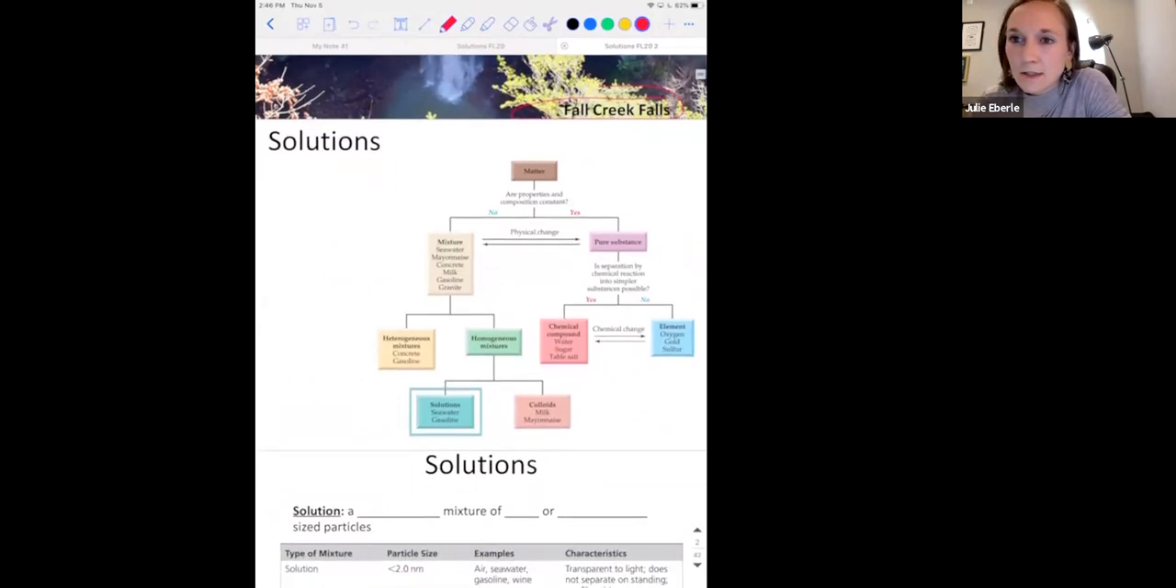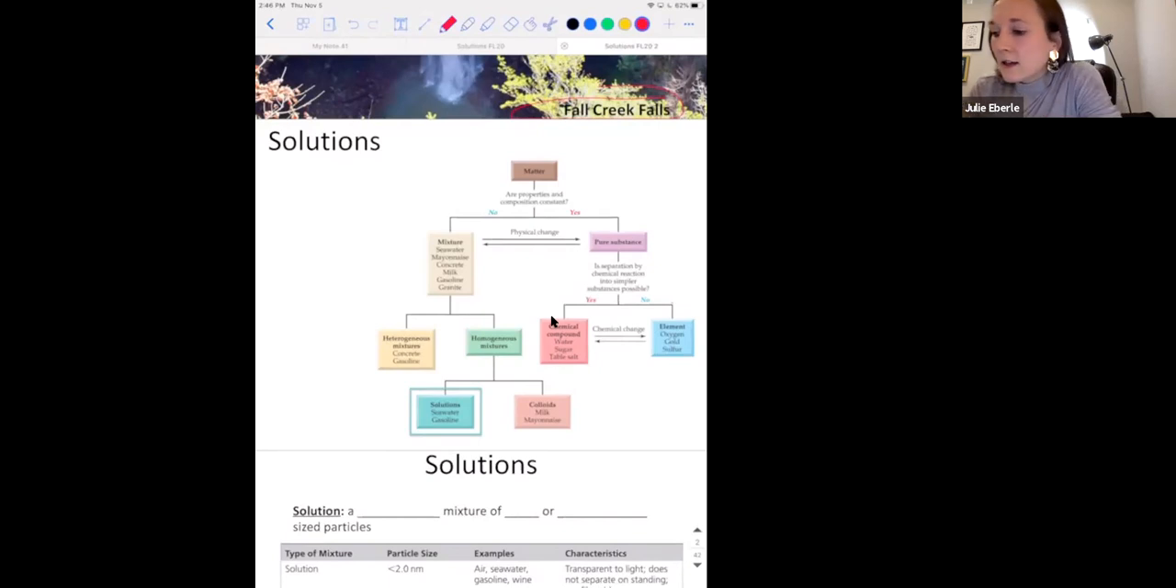You might recognize this figure from the very beginning of the semester. We started in Chapter 1 talking about matter, right? And how to classify matter. And we used this figure at the end of Chapter 1, or maybe the end of the very first day, to talk about how we classify matter.